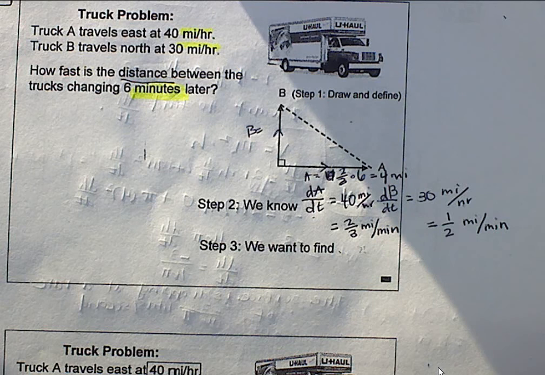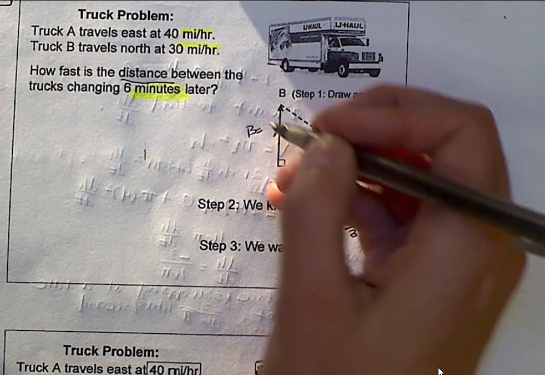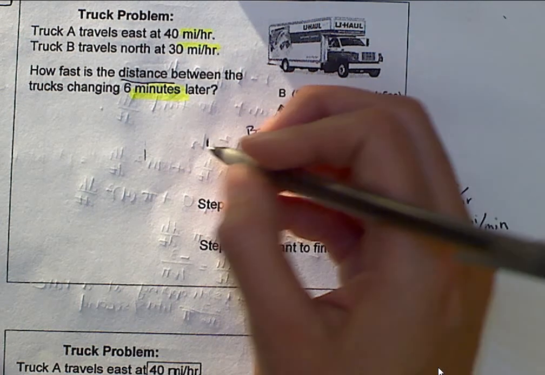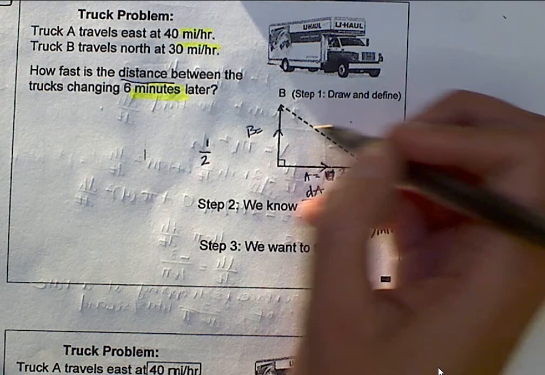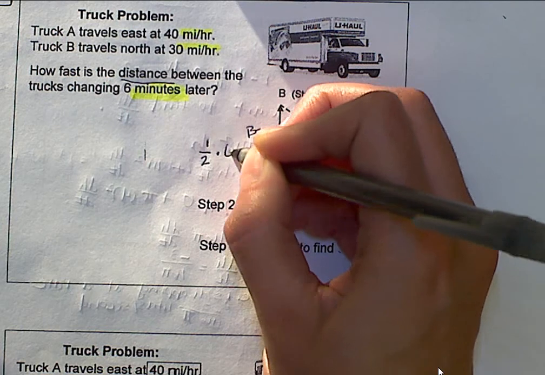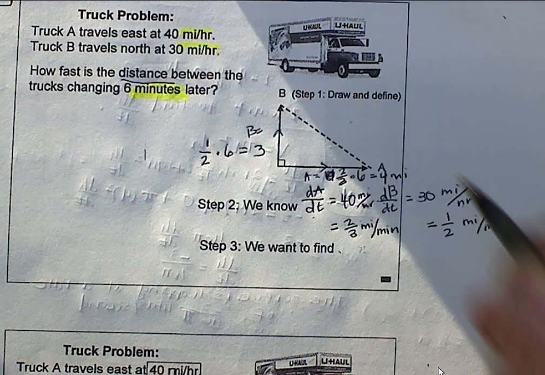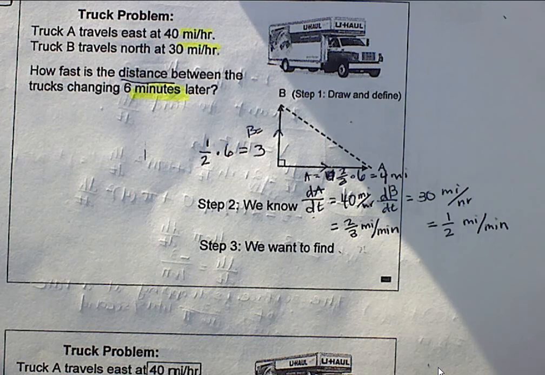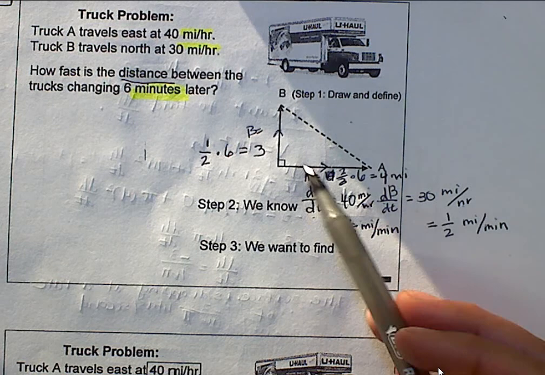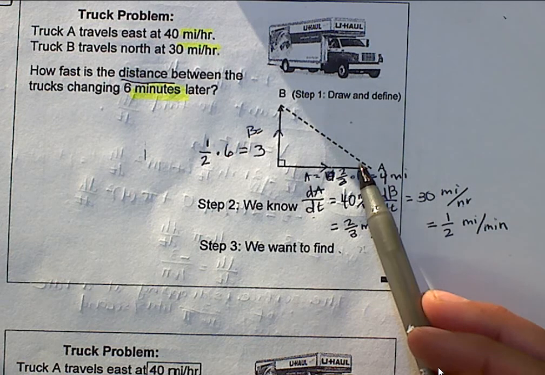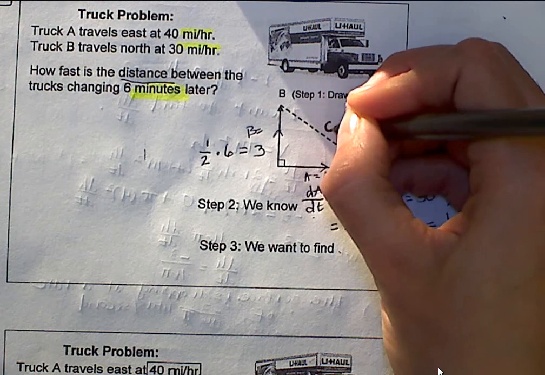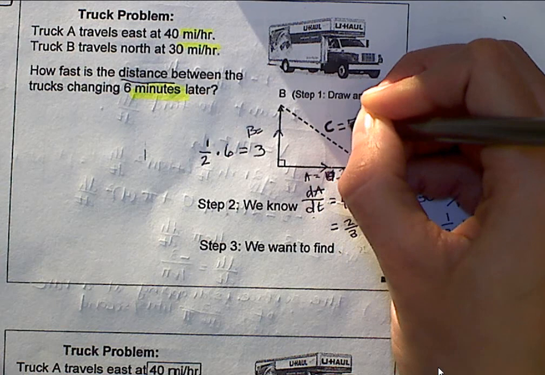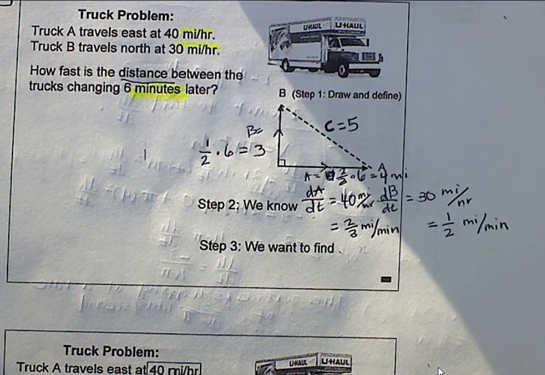And then car B, if he's going 1/2 mile per minute, then in 6 minutes he's gone 3. If I know this side is 3 and this side is 4, using the Pythagorean theorem, I can quickly find this side. I'll call it C. This C equals 5. Ooh, my triangle's kind of messy. I'll zoom in here so you can get all those.